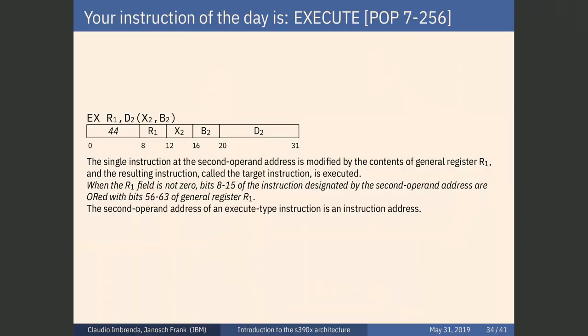Execute. Yes. And I checked actually, this was already there in the 60s. So you have an address, again, base register plus offset register plus fixed offset. And what happens is the instruction at that address is executed. It's not a jump. You're not jumping there. You're just executing that instruction and then continuing.